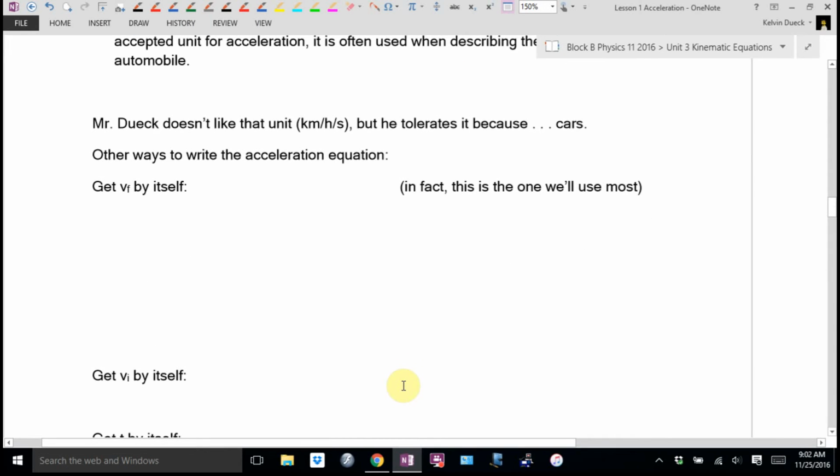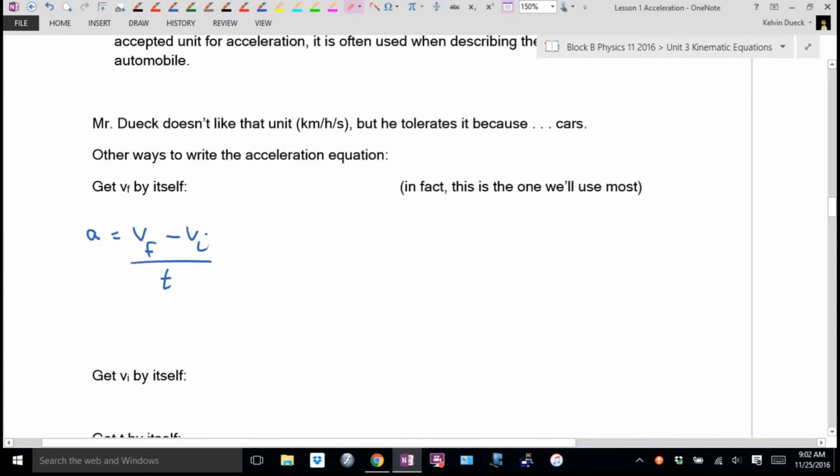Other ways to write the acceleration equation. Get VF by itself. Let's write down our equation. I'm going to do some algebra here. I'm not worried about the vector signs and all that stuff because I'm just going to do some algebraic manipulation here first. Sharon, what does it want me to get by itself? Careful. VF.